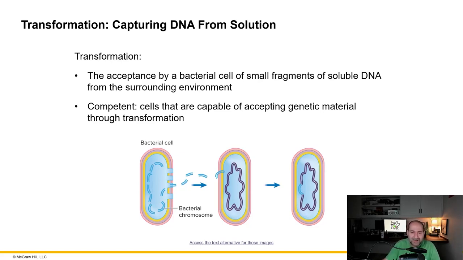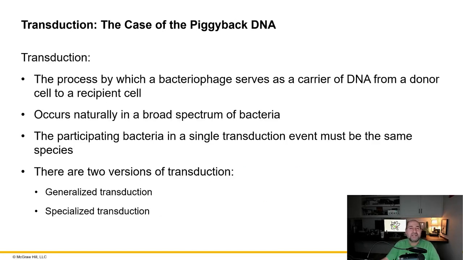A cell died and released double-stranded DNA, and the competent cell took up that double-strand DNA and incorporated it into its own DNA. That's a different way of horizontal gene transfer. Now, the final form of horizontal gene transfer is called transduction.